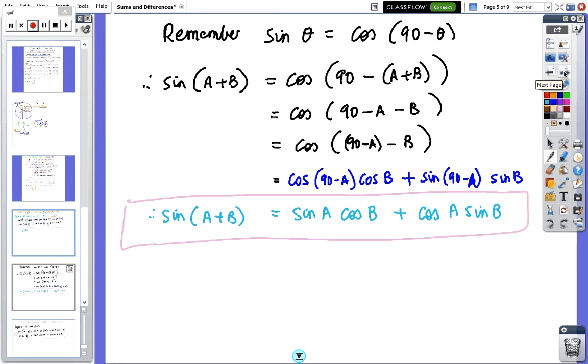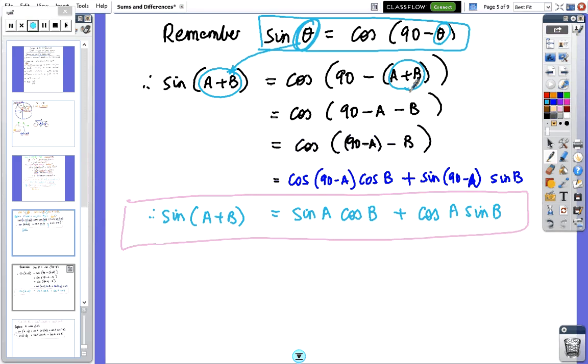To do this one, you have to remember that sine and cos are related by the complement. So sine theta is cos of 90 minus theta. Where the theta is, I'm just going to put A plus B. So there's the theta, and I'm replacing it with A plus B. Instead of having theta as a single term, I'm going to call it A plus B.